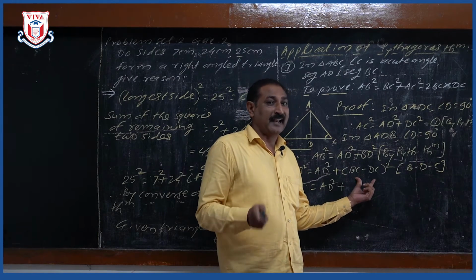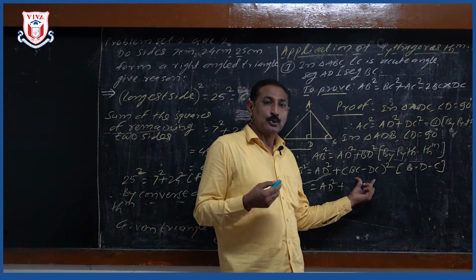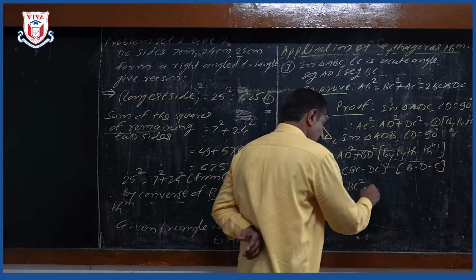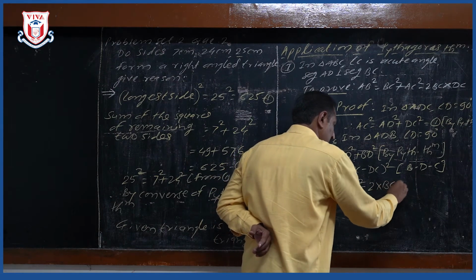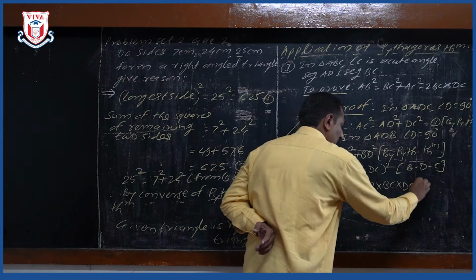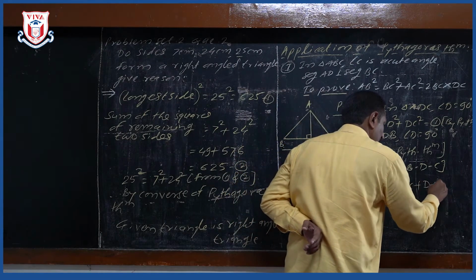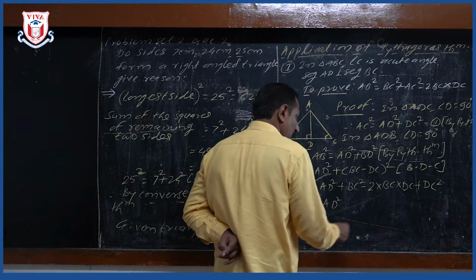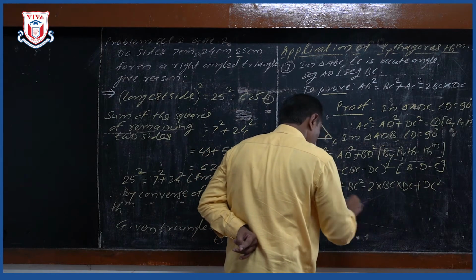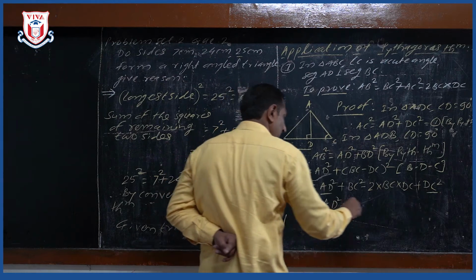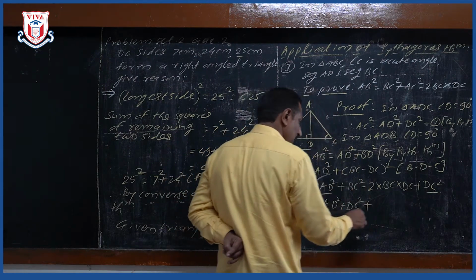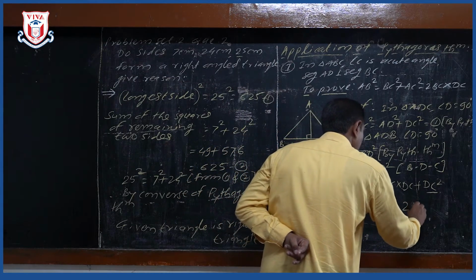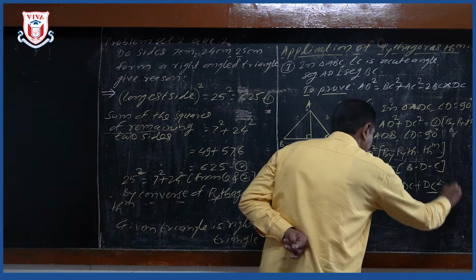This is equal to AD square as it is plus (BC minus DC) whole square. Expansion formula: (A minus B) whole square is A square minus 2AB plus B square. Hence I write here first term BC square minus 2 into BC into DC plus DC square. This is equal to AD square, I write this DC square here, AD square plus DC square, plus BC square minus 2 BC into DC.